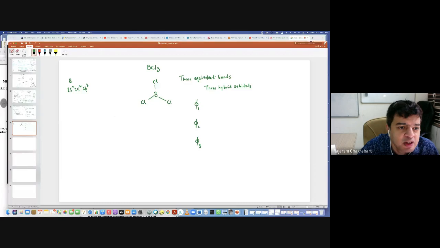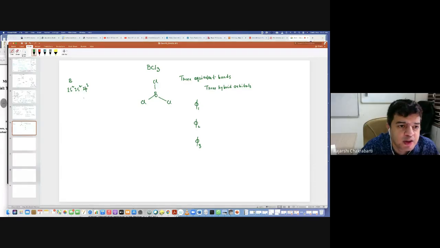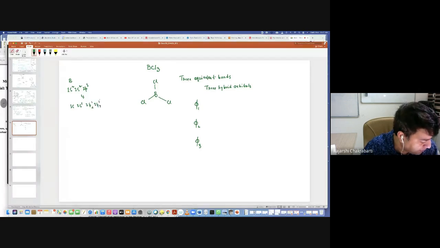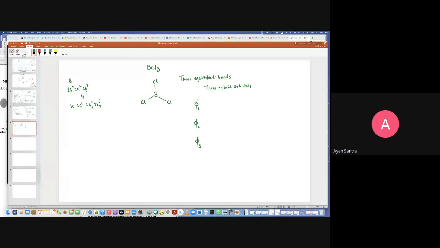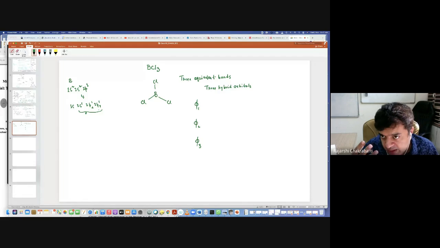They are mixing s, px, py. So what should you do? You should go from here to this kind of thing, isn't it? Okay. This is how it is. So, and then they will mix. What kind of mixing is this? This is sp2 kind of mixing. So they're like three hybrid orbitals: phi 1, phi 2, and phi 3.